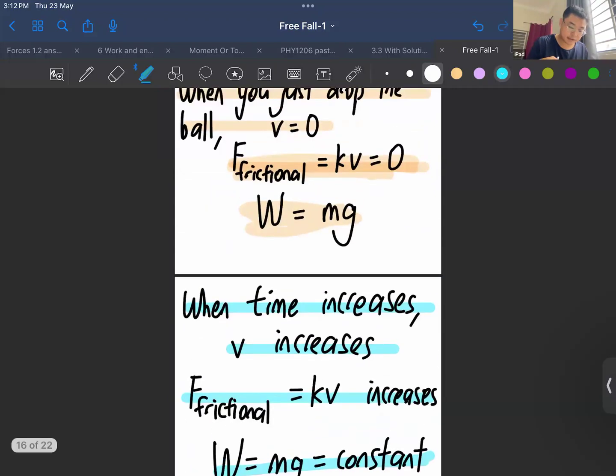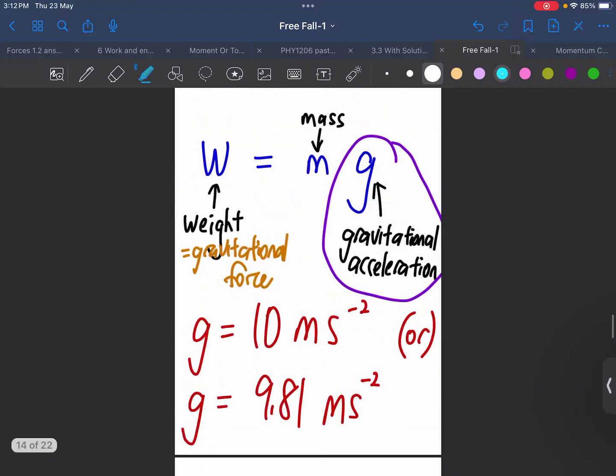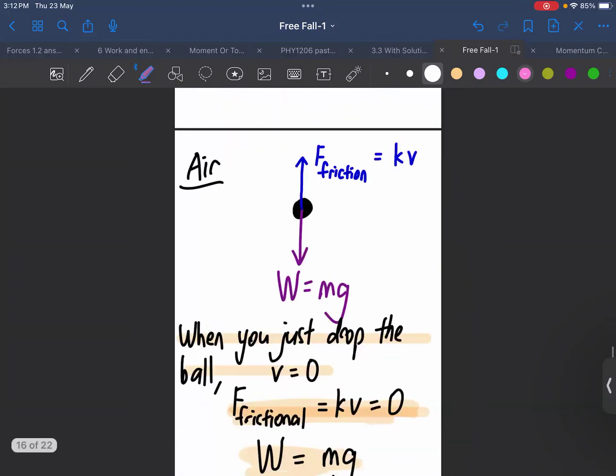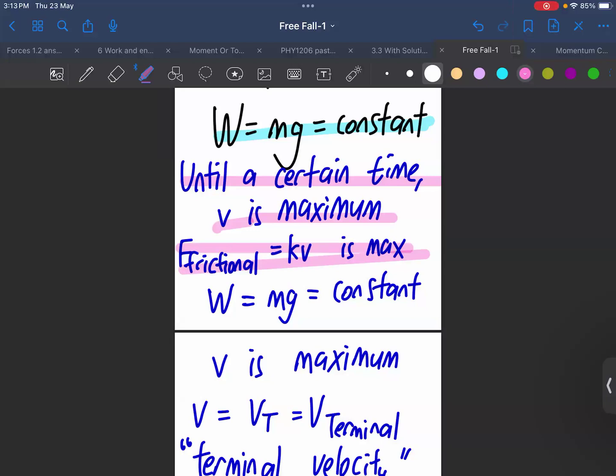Finally, okay, we reach the pink color part. Are you okay? Pink color. That means until a certain time already, your velocity is already a maximum. Why is your velocity maximum? Because you have reached the terminal velocity. Do you still remember the terminal velocity? All right. When your velocity is already a maximum, then your frictional force will be maximum. Are you okay? Yes. But throughout the journey, your weight is still the same. Are you happy? Yes. Because your mass is the same, right? So your weight is still the same.